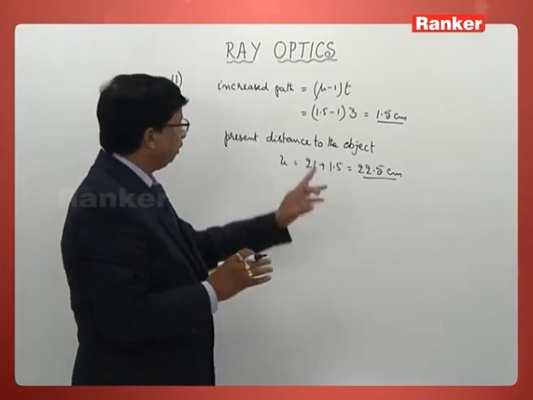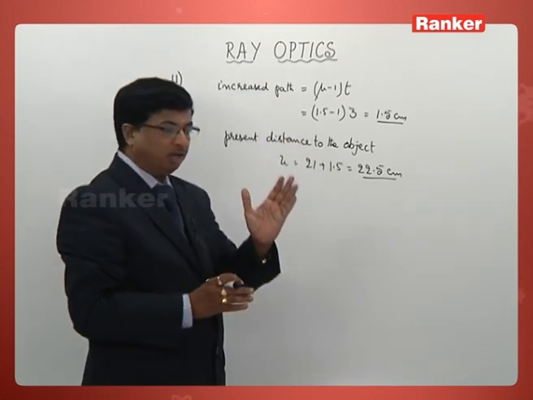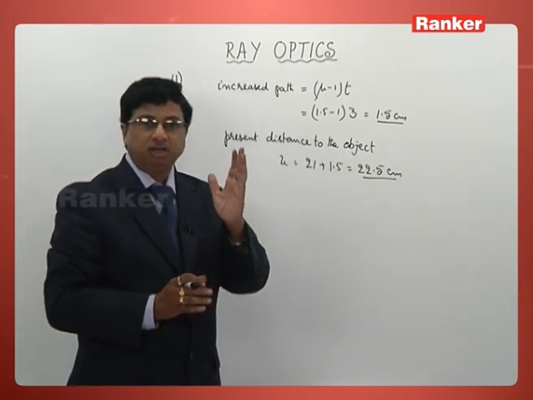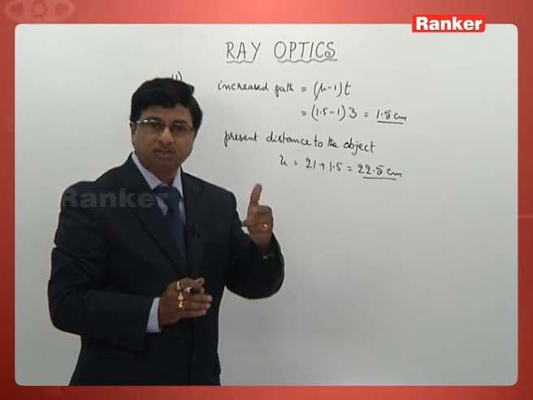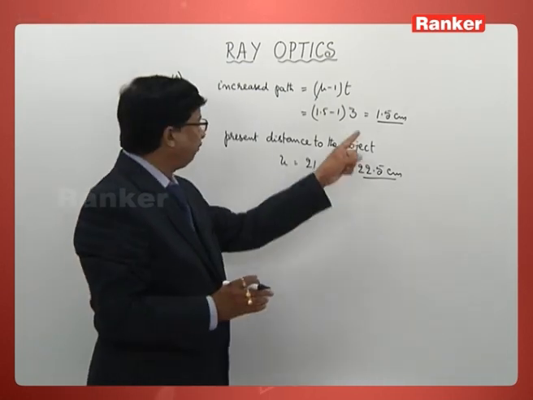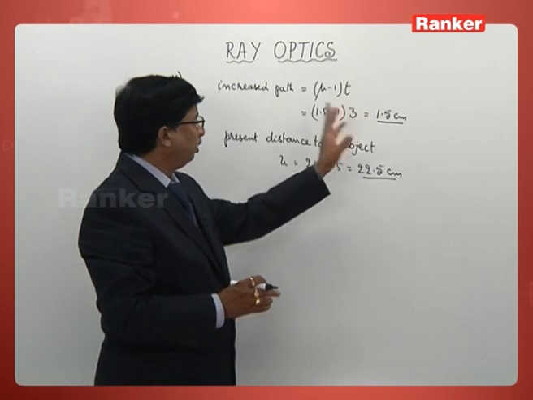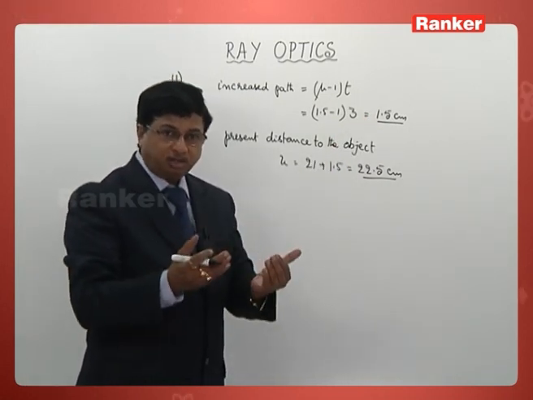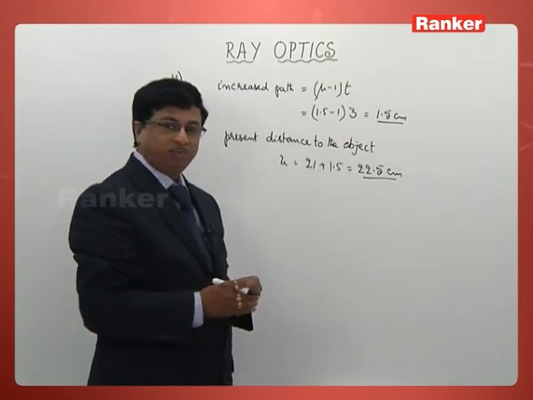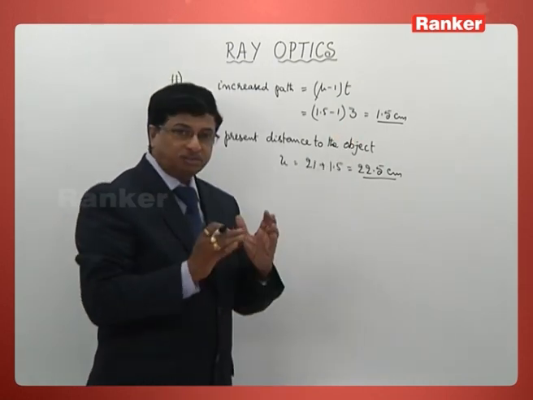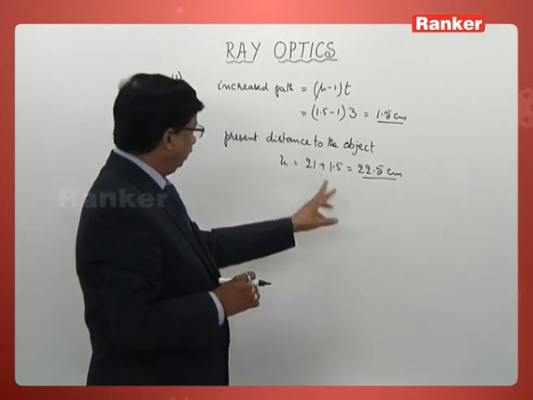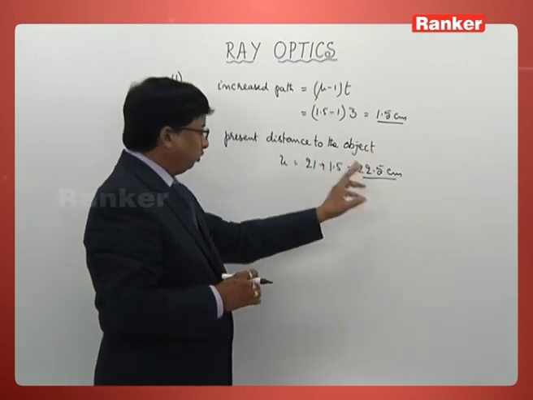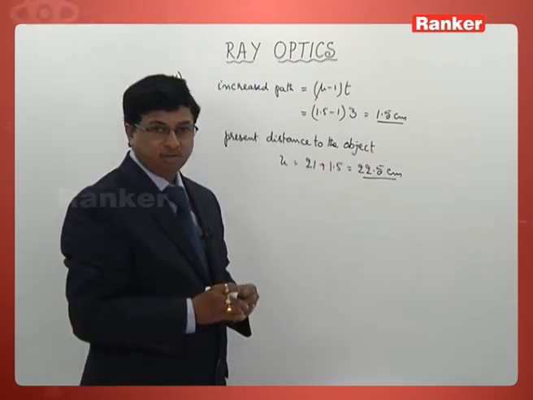That in the sense what? The moment we place a glass slab, object distance varies. By how much it is varying? You identify by using this formula, it's 1.5 centimeter. And of course, what is the increased length or path? That is 1.5. Then what will be the present distance to that object now? It is 21 plus this value, 22.5 centimeter.